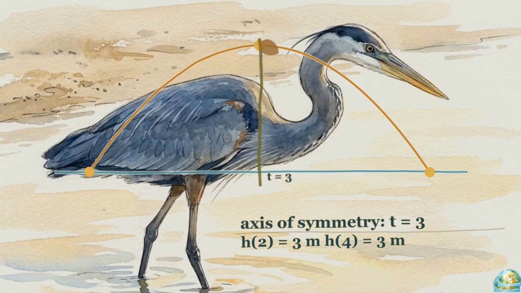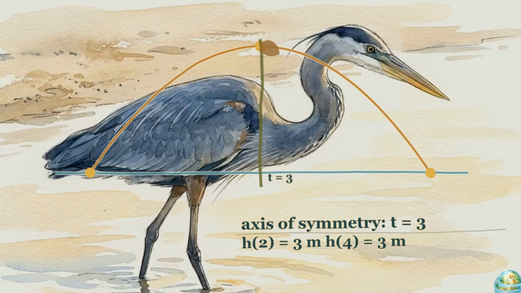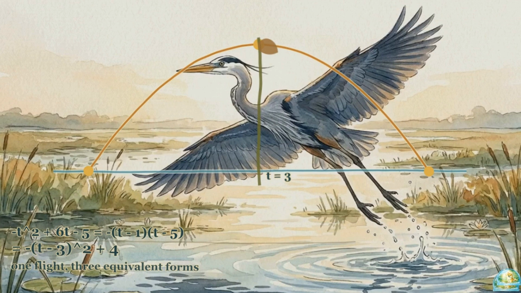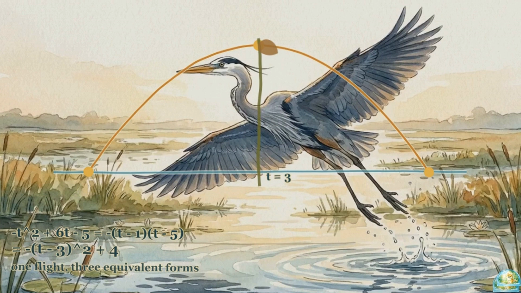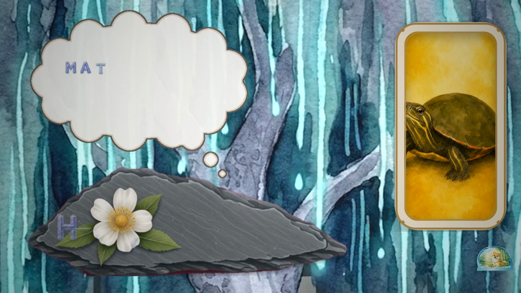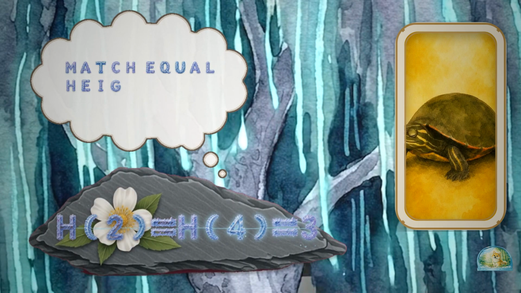The axis of symmetry is the vertical line t equals 3. For example, h of 2 and h of 4 are both 3 meters. Standard, factored, and vertex form describe the same flight, and each form reveals a different feature in context. The heron is 3 meters high at both 2 seconds and 4 seconds.